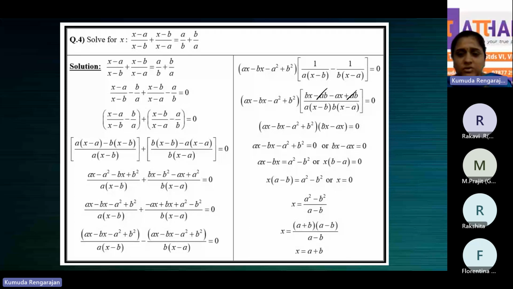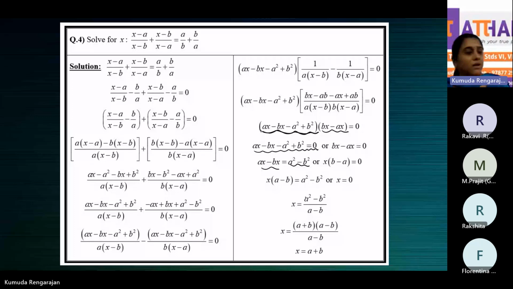So the product is 0. That means either this is 0 or this is 0. If ax minus bx minus a square plus b square is 0, find x. So ax minus bx is equal to, transposing, a square minus b square. Take out x common: x into a minus b is equal to a square minus b square. So x is equal to a square minus b square by a minus b. And what is a square minus b square? a plus b into a minus b, by a minus b. This gets cancelled. So x is equal to a plus b.